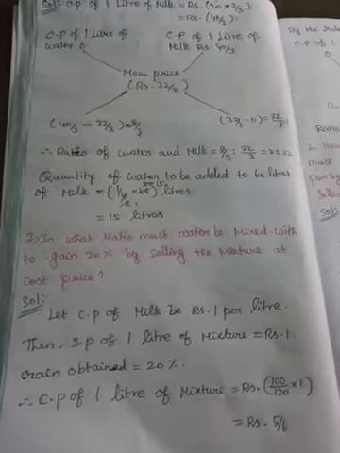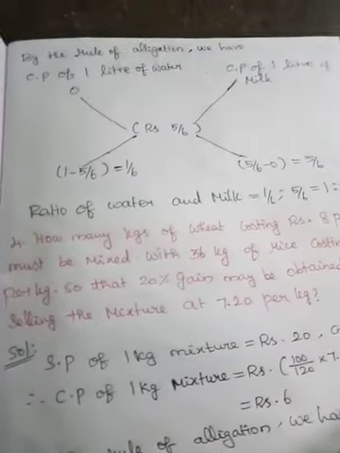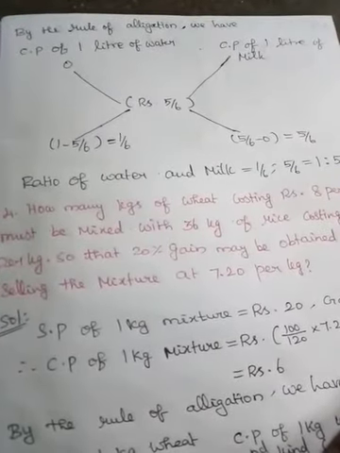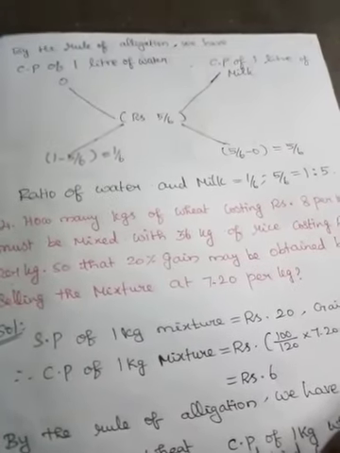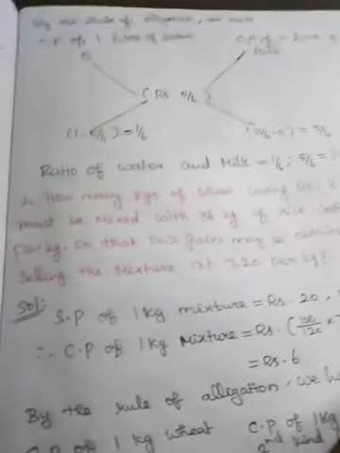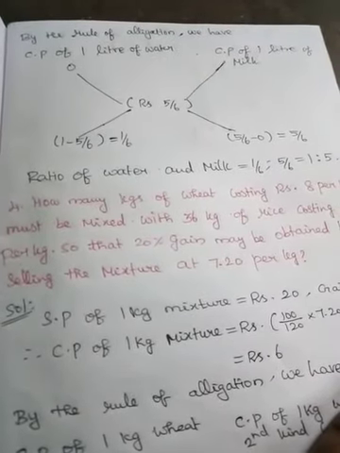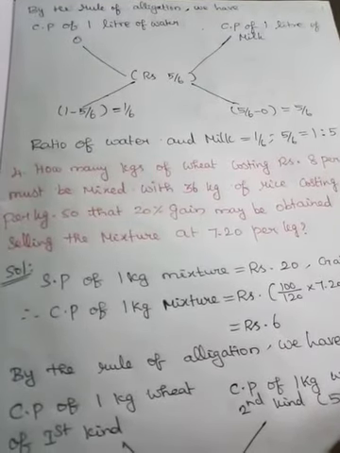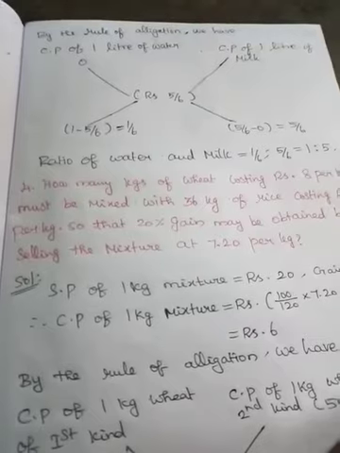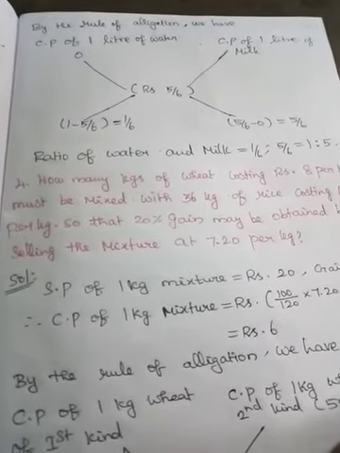By the rule of allegation, we have the middle value as rupees 5 by 6. First one is CP of 1 liter of water, 0, and CP of 1 liter of milk, 1. Third one is 1 minus 5 by 6, equal to 1 by 6. Fourth one is 5 by 6 minus 0, equal to 5 by 6. Next, ratio of water and milk equals 1 by 6 is to 5 by 6, equal to 1 is to 5.